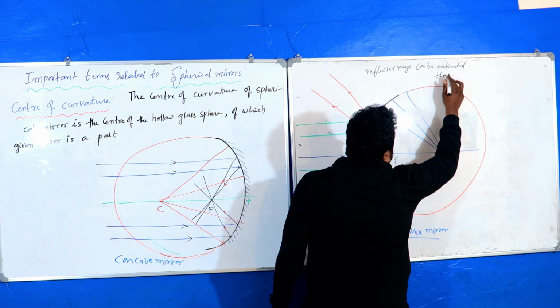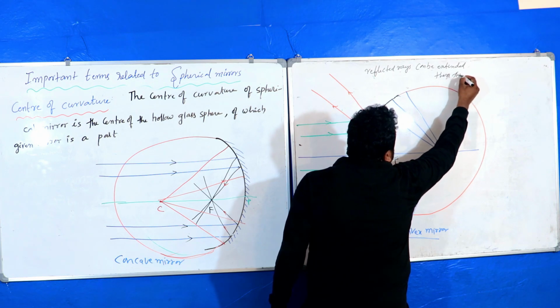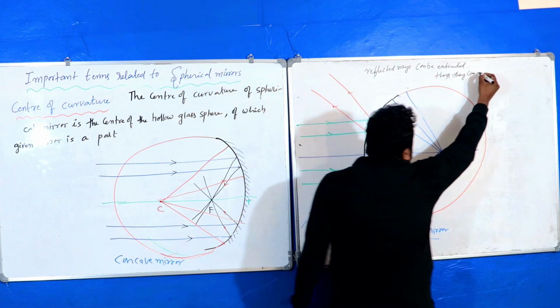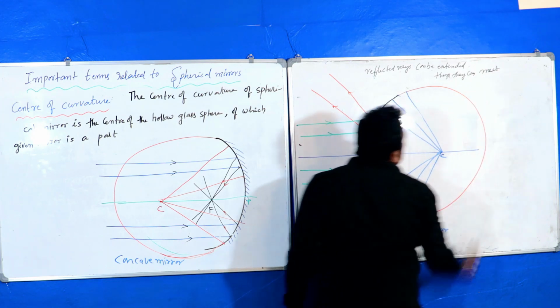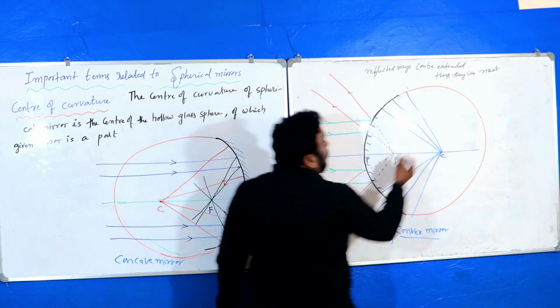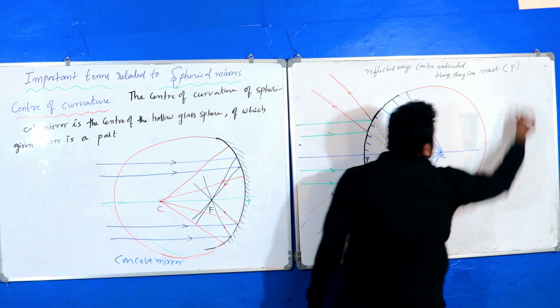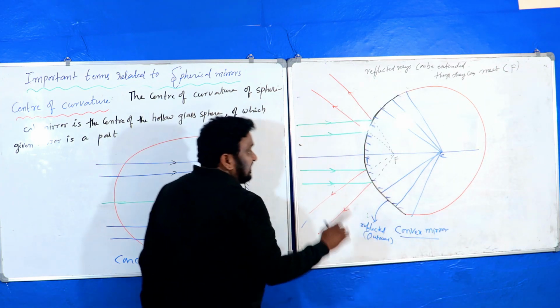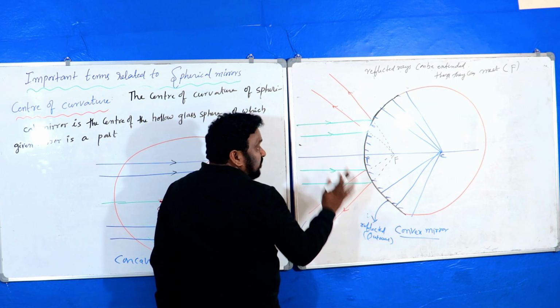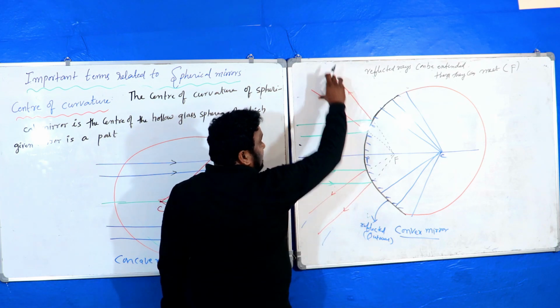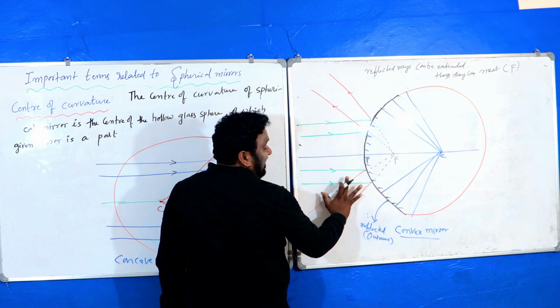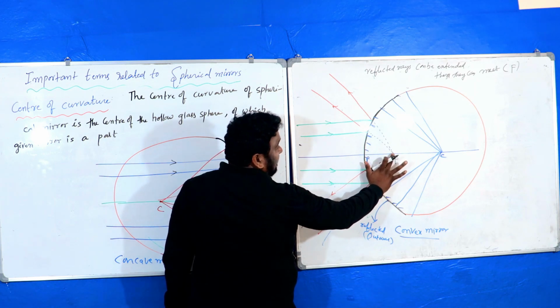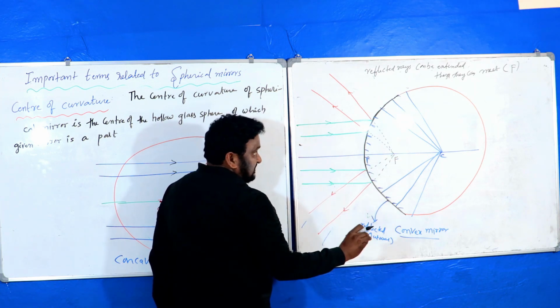Then they can meet at a particular point. That point is what we call the focus. In case of a convex mirror, the reflected rays can be extended, and they meet at one particular point, which we call the focus.